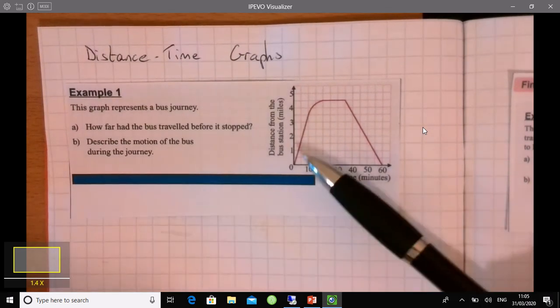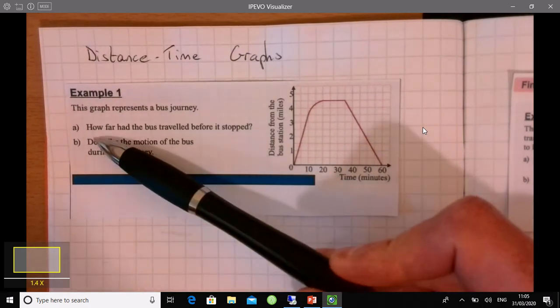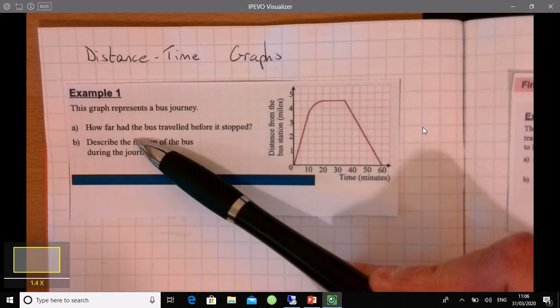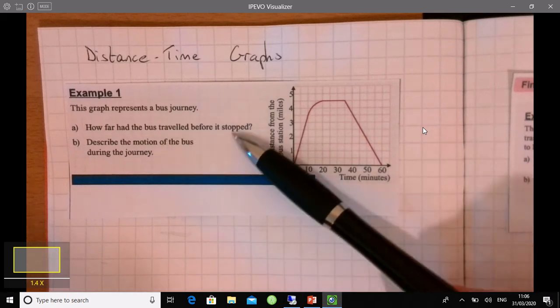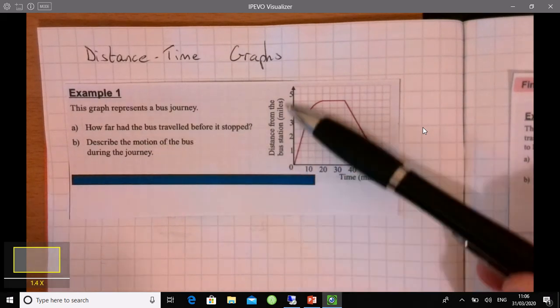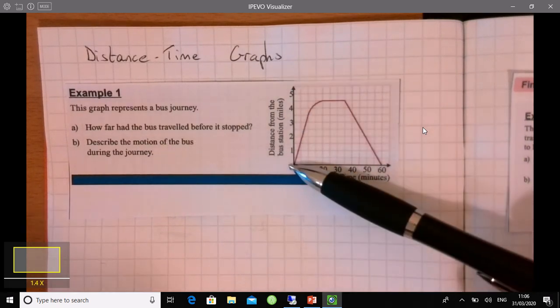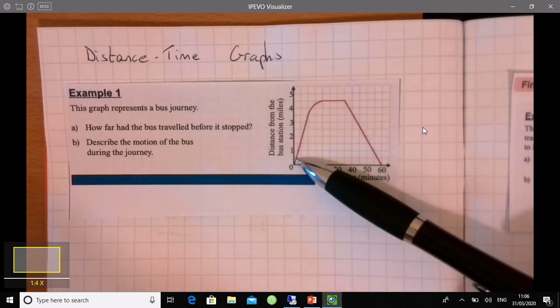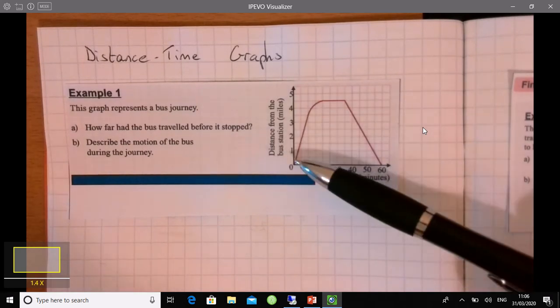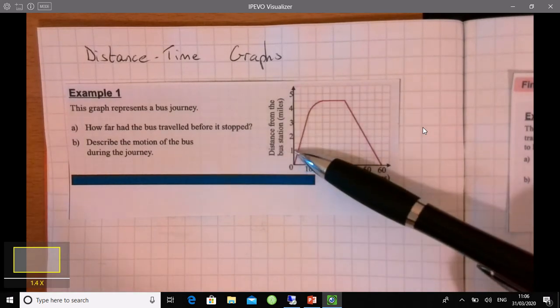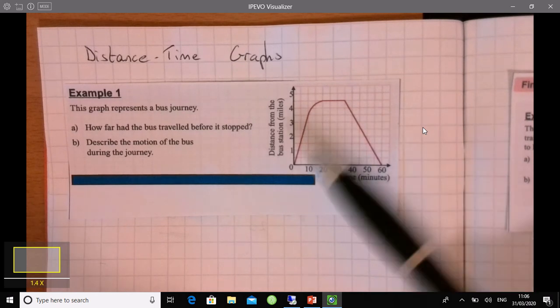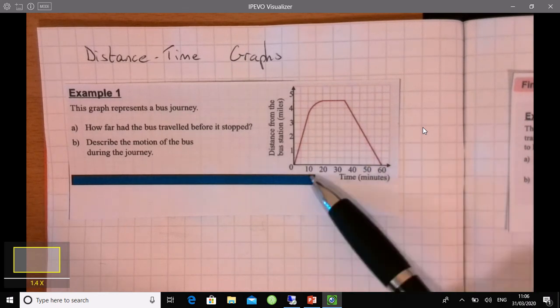Okay, so this first one, reasonably straightforward. It says how far had the bus travelled before it stopped. So we've got the distance here from the bus station. It's in miles. Just be careful about the scales here. Sometimes you get odd little things here. This is like it's 2 squares for each mile, so you don't want to make a mistake like that, in terms of just miscounting.